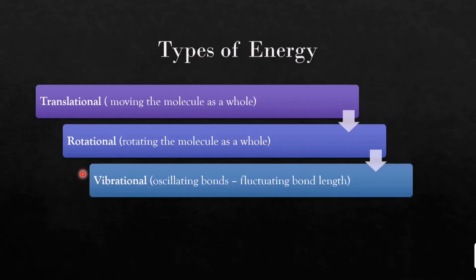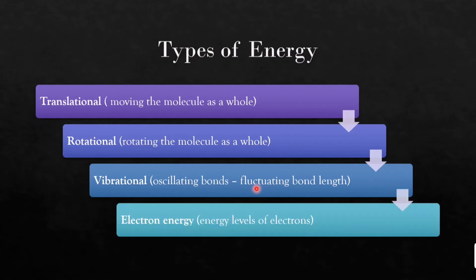We have vibrational, which is the oscillating of bonds, which fluctuates the bond lengths. So as we vibrate bonds, we oscillate them, and the bond length fluctuates, so it changes. And then we have electron energy, so this is moving electrons on energy levels.